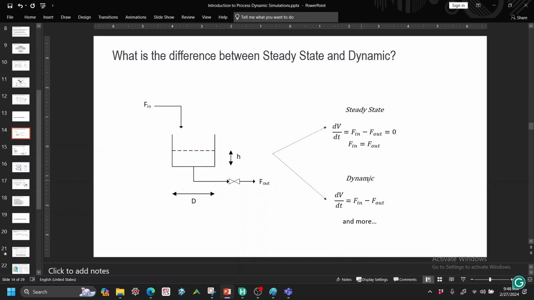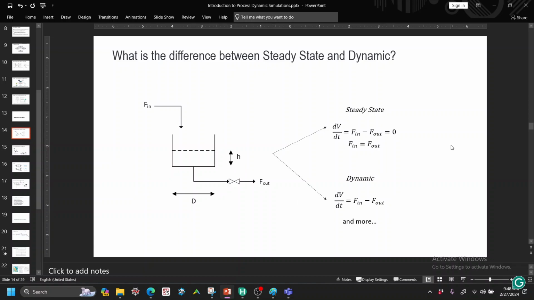But in the dynamic situation, dV dt is not equal to zero, right? This is not equal to zero, and hence the flow rate in and the flow rate out are different. Right, this can be lower than that, or this can be higher than the F out. So if this F in is higher than the F out, you will have a positive dV dt. That means the volume will change positively.